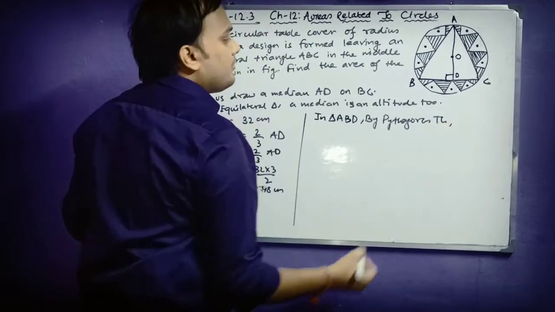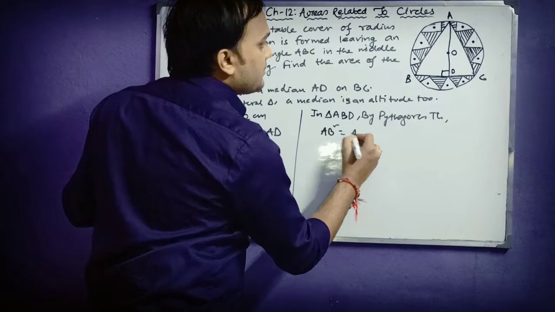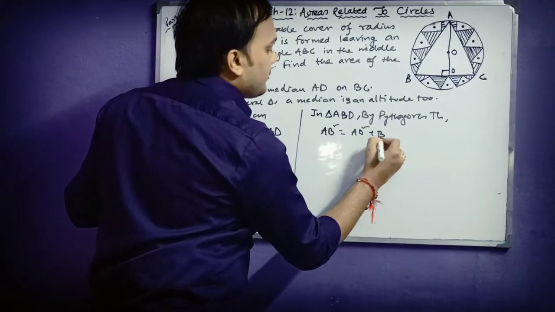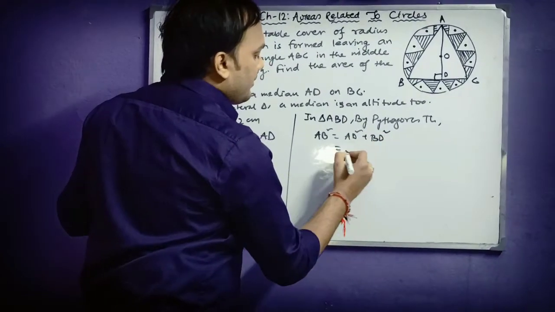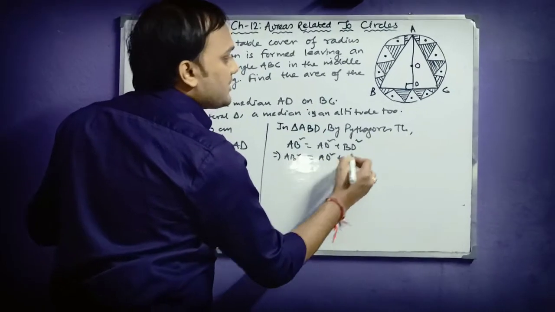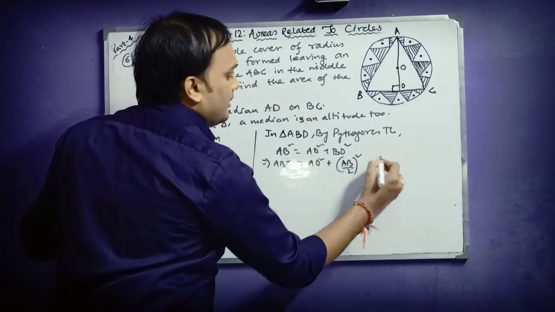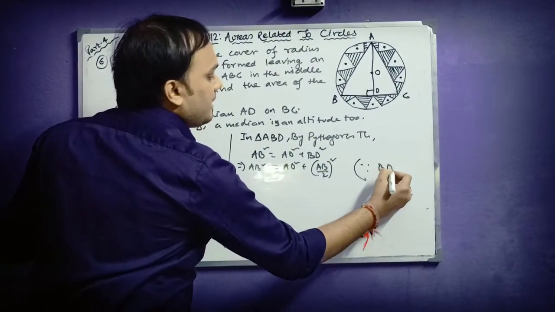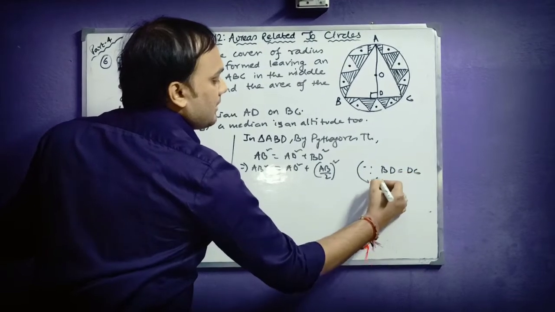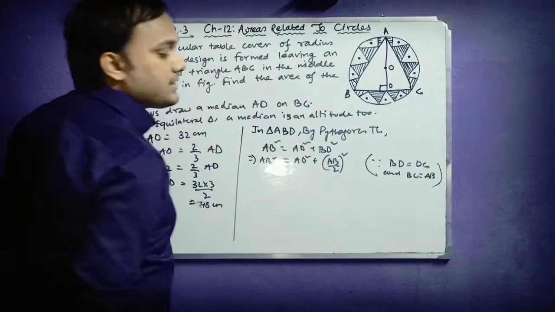By Pythagoras theorem, as AD is altitude, we can write it as AB square equals AD square plus BD square. Now I can also write it as AB square equals AD square plus BD, which can be written as (AB by 2) whole square. Why? Because BD equals DC and BC equals AB. So this is the reason here.